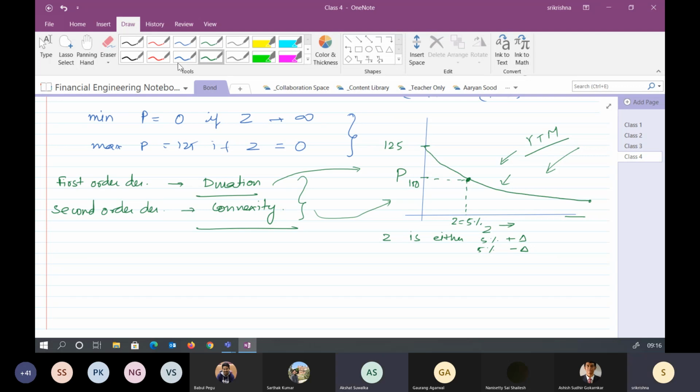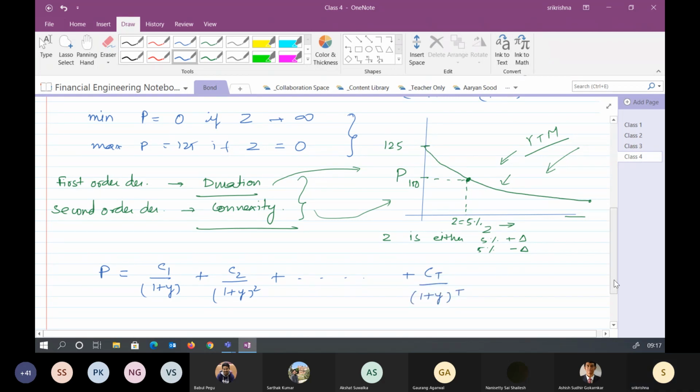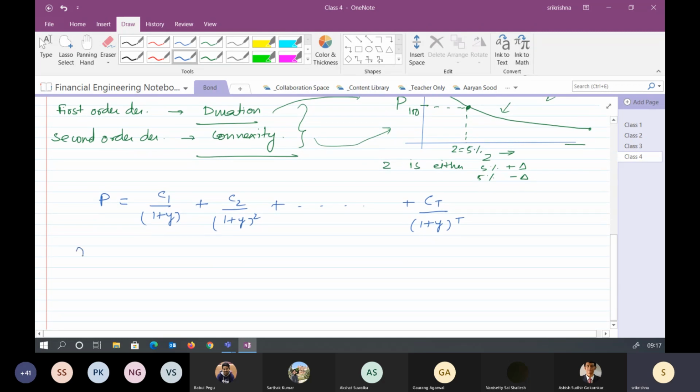Right. So I come back again and write this YTM equation. Instead of Z, I'm now writing simply Y so that it would be clear altogether. Let's take the first derivative, because it's a discrete one. What would be the first derivative?